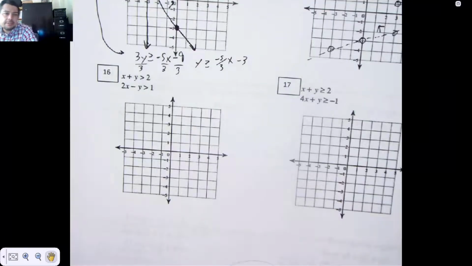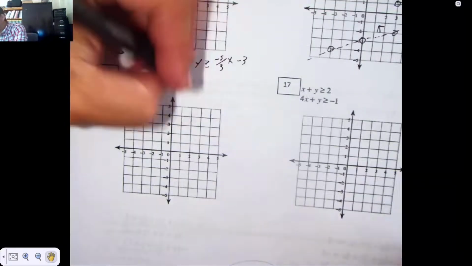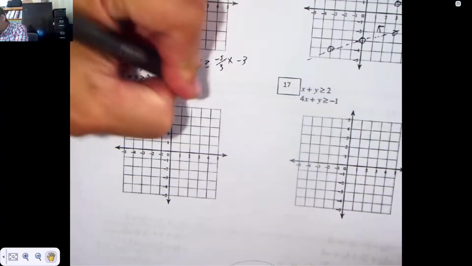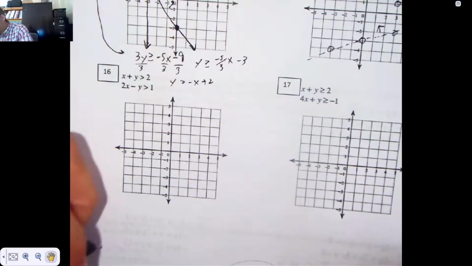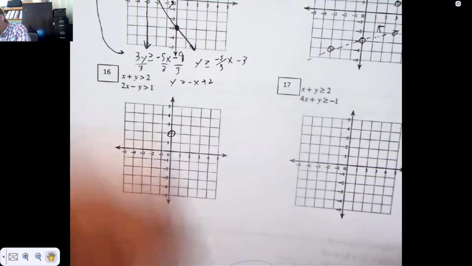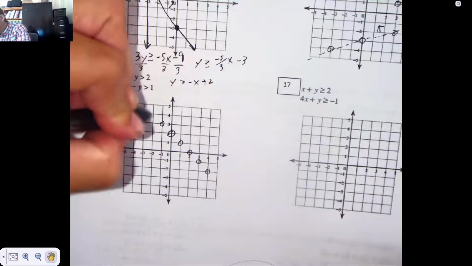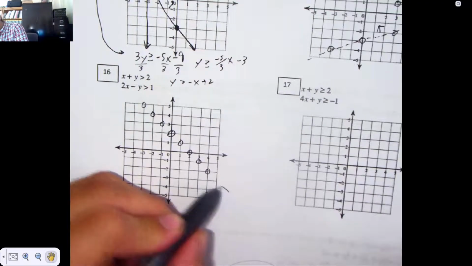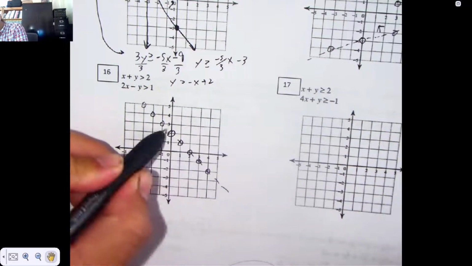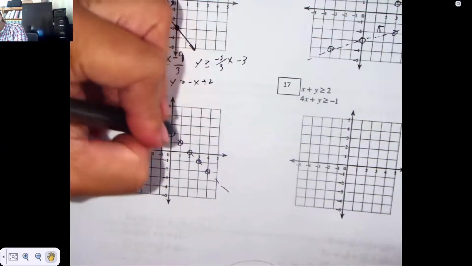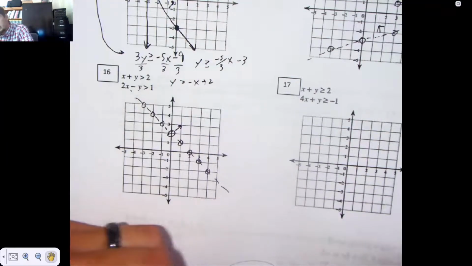All right, 16, x plus y greater than 2. That one's easy. Just move your x to the other side. There's no solidity, open hole. Fall 1, run 1. And it is telling me to be shading above. It's got a greater than symbol.